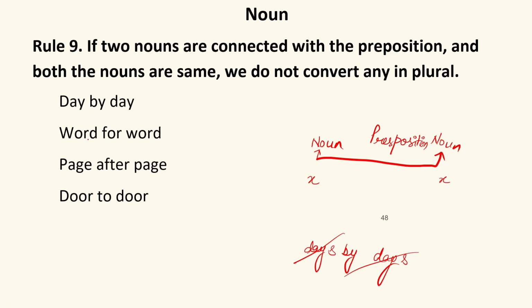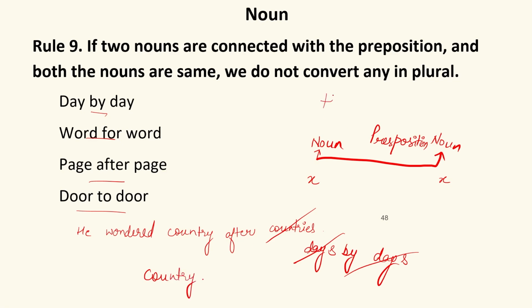Here we have some words like day by day, word for word, page after page, door to door, and so on. You can find such errors in a sentence. For example, he wandered country after countries. Is this correct? No, it should be country after country.